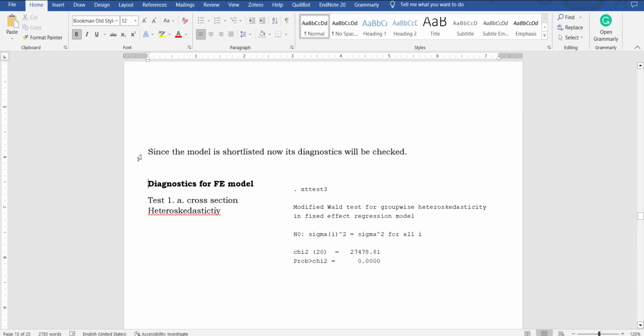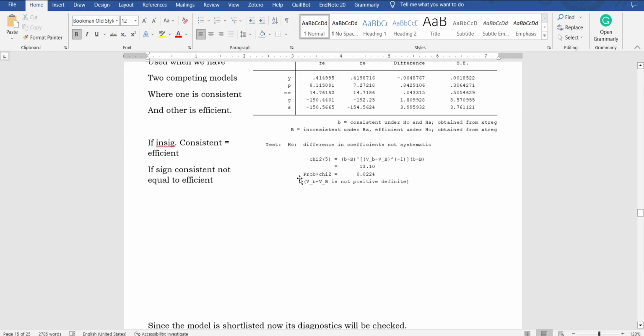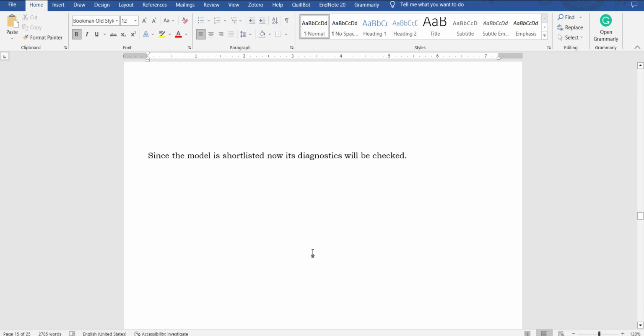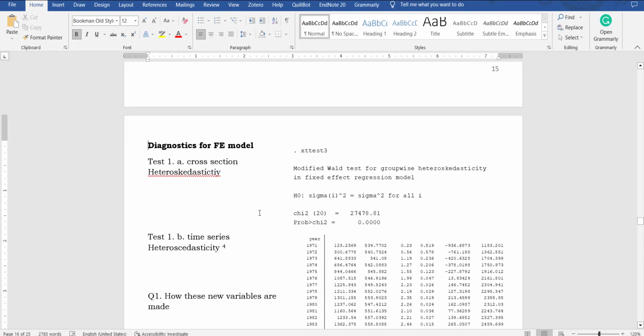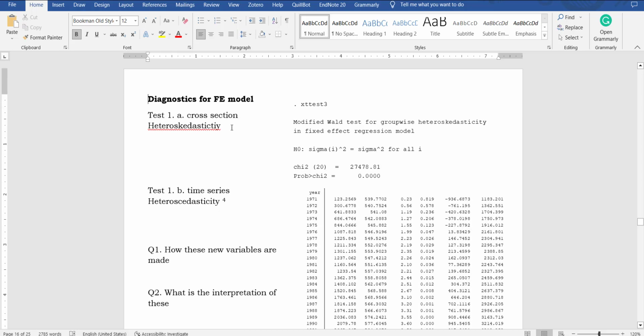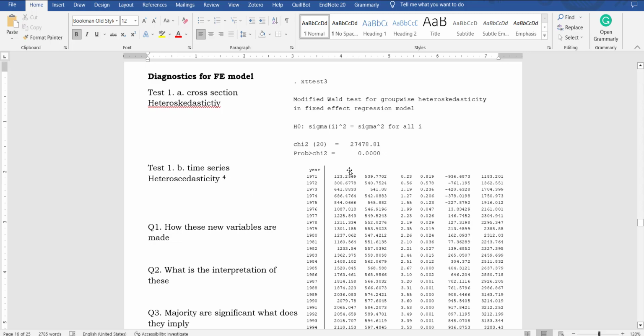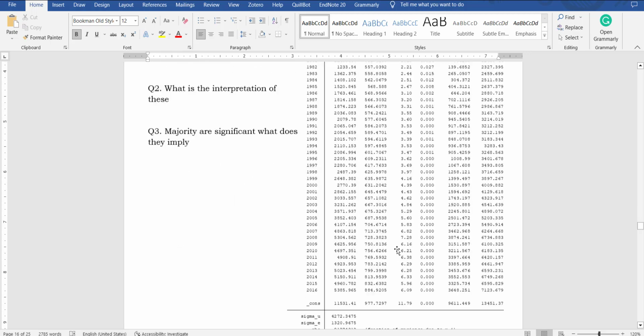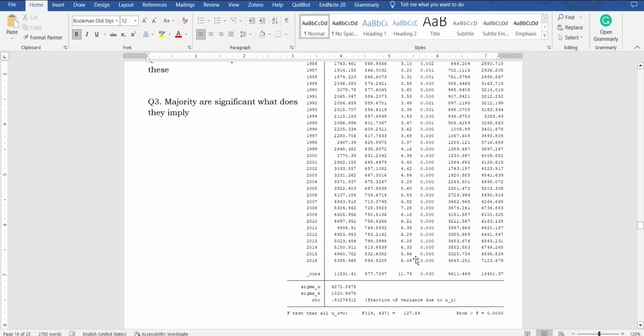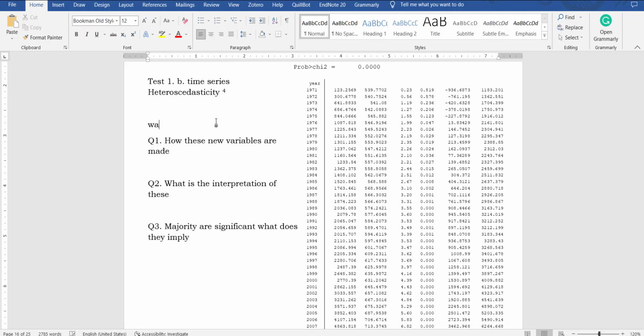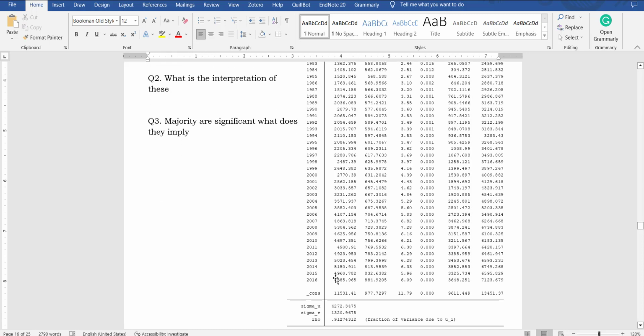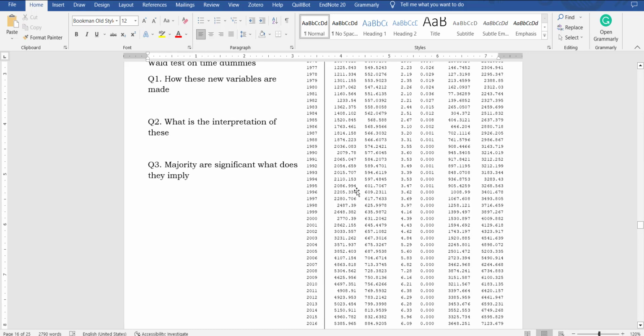Now the FE model is selected in our case, so we will now do the diagnostics. For the FE model we will now check for cross-section hetero. There is cross-section hetero. For time hetero, what we can do is add time dummies and have a look if the time periods are significant, or we can do a Wald test on time dummies. If it is significant, then there is time series hetero. How many new variables are made? The number of years is equal to the number of new variables.